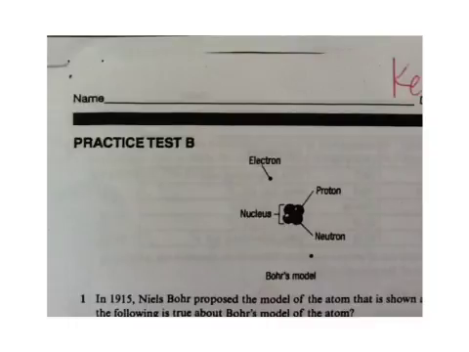Number 21, which of the following is a measurement of velocity? A, 16 kilometers per hour east. B, 25 meters per second west. C, 55 miles per hour south. Or D, all of the above.